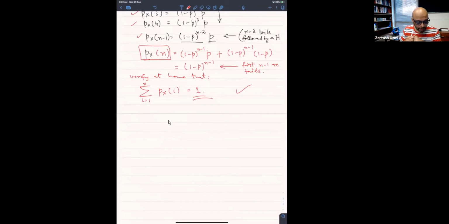ठीक है? So number of goals scored by a team in a season. That is also a random variable. वो कौन-कौन सी वैल्यूज ले सकता है? एक सीजन में कितने गोल करेगी टीम?